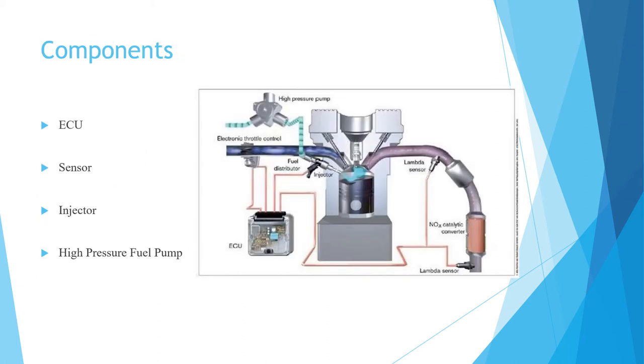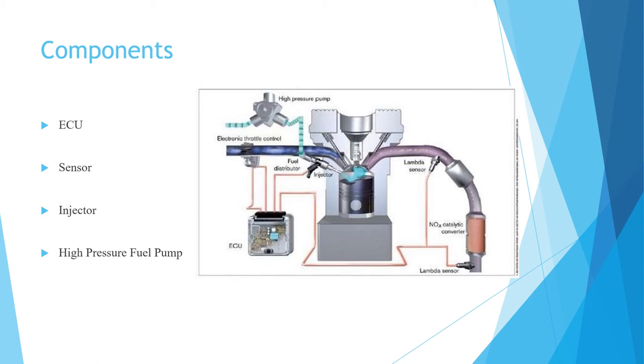Now coming to the various components of the GDI system. First is the ECU or electronic control unit. Next is the sensor, third one is the injector, and the fourth one is the high pressure fuel pump.